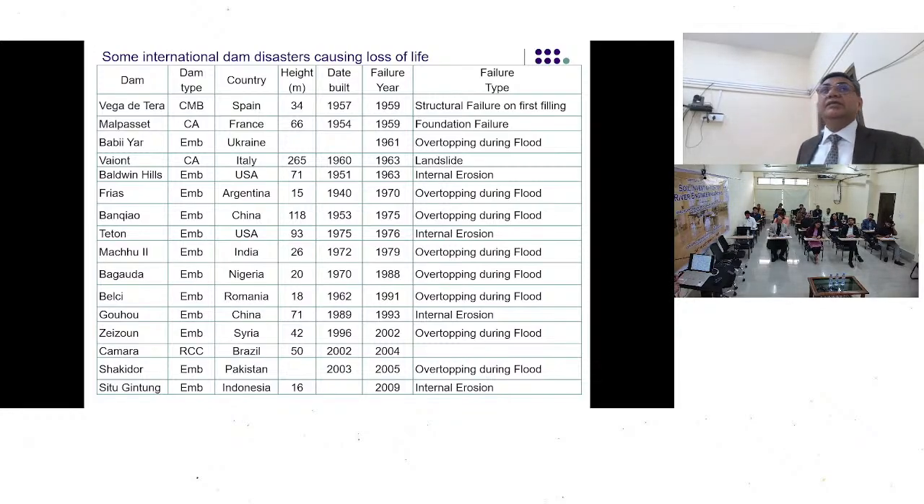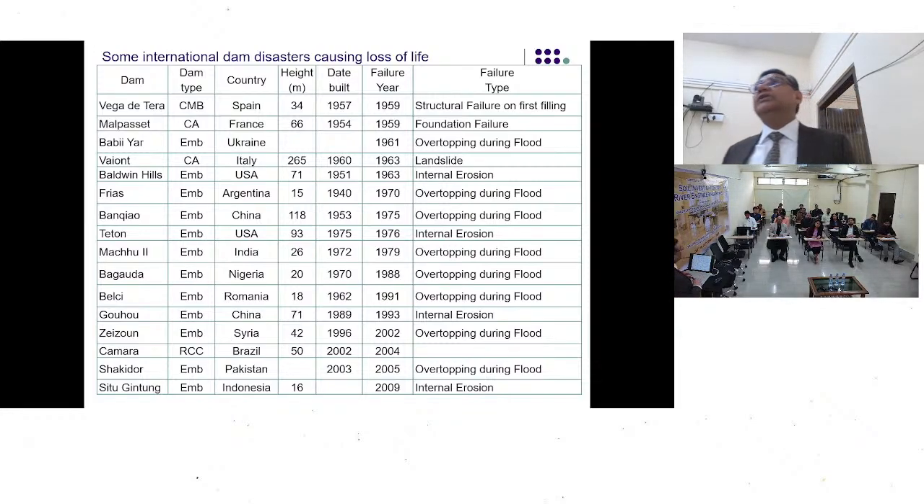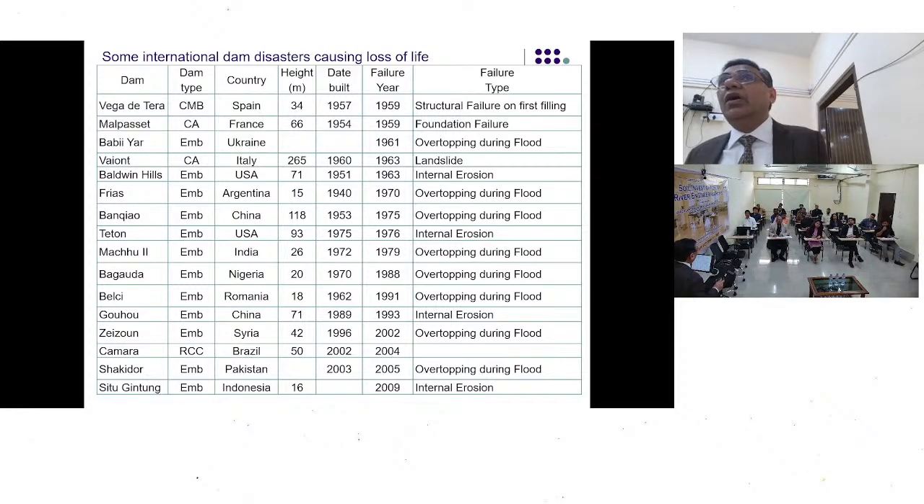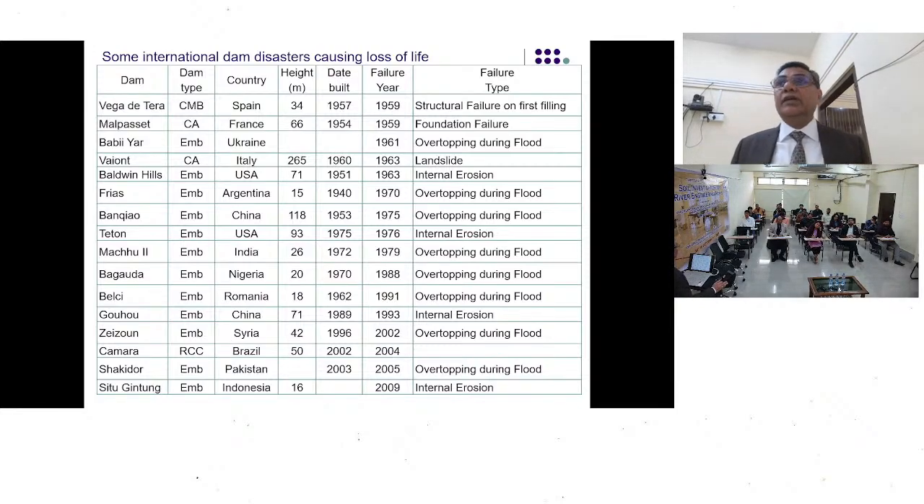Overtopping during flood means my assessment of the hydrology was wrong. Or maybe I designed my structure for 1 in 50 years or 1 in 200 years and I got a 1 in 500 year flood. Okay.